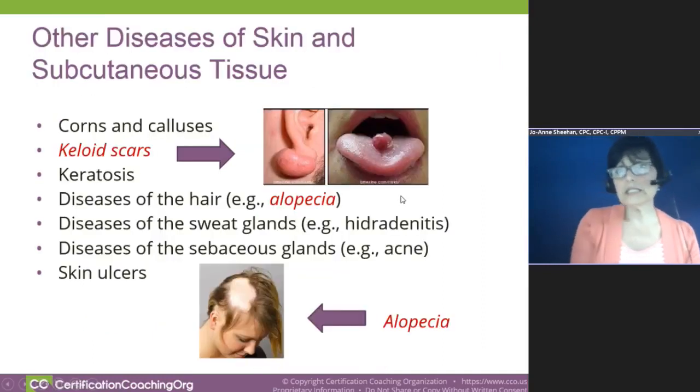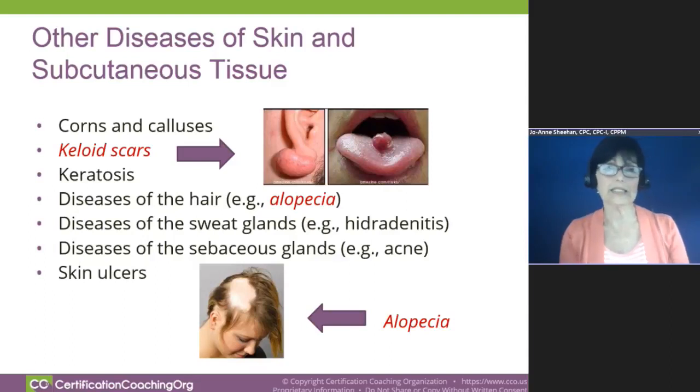Now, other diseases of skin and subcutaneous tissue, we could talk about corns and calluses, keloid scars, keratosis, diseases of the hair such as alopecia, diseases of the sweat glands, hidradenitis, of the sebaceous glands such as acne or skin ulcers. Now, the first picture I think is really interesting because this is a result of piercings on the ear as well as a tongue piercing.